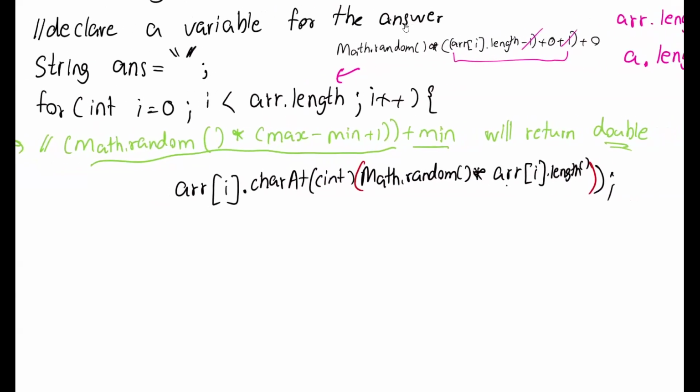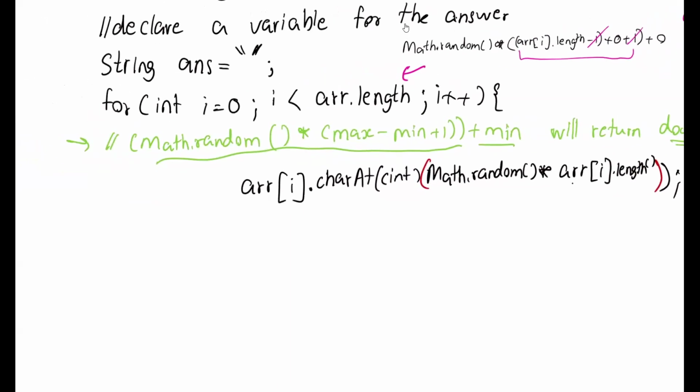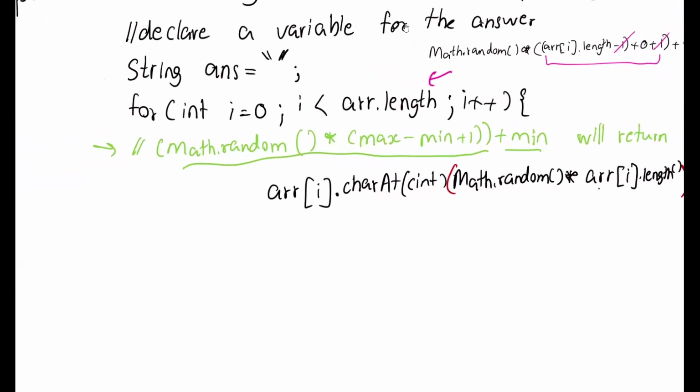So this will give you a random letter from each word, and then you're going to put it into the answer. That will give you a random letter from each word, and it will make a random word. And then in the end, you need to return the answer.